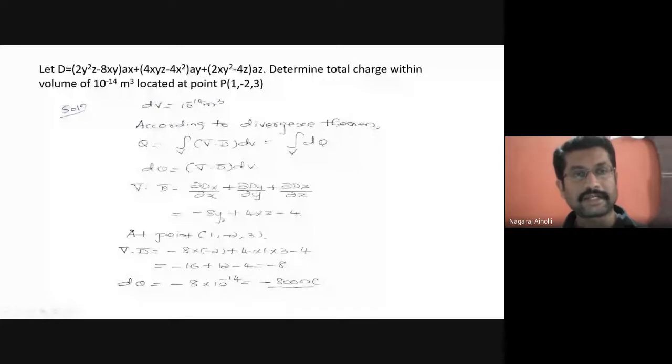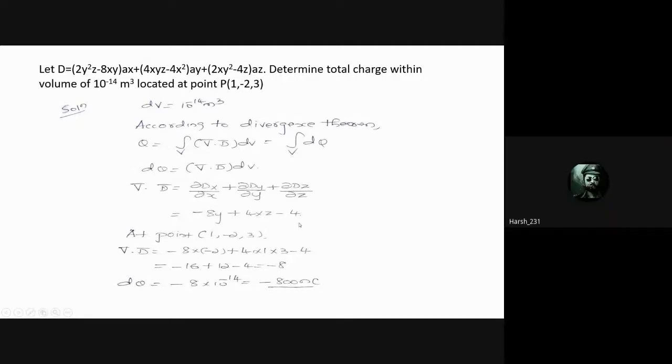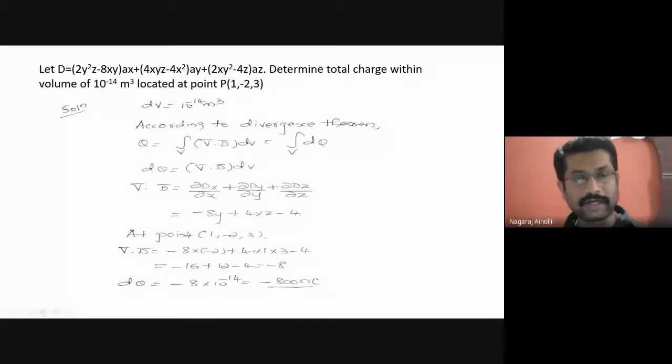Therefore, the next equation will be minus 8y, from differentiating with respect to x, plus 4xz, from differentiating with respect to y, minus 4, from differentiating with respect to z. Everybody getting this equation? Del dot D bar is equal to minus 8y plus 4xz minus 4. Yes, sir. Now you will have to find it at the given point 1 comma minus 2 comma 3. They have given the coordinates at the point P: x is 1, y is minus 2 and z equal to 3.